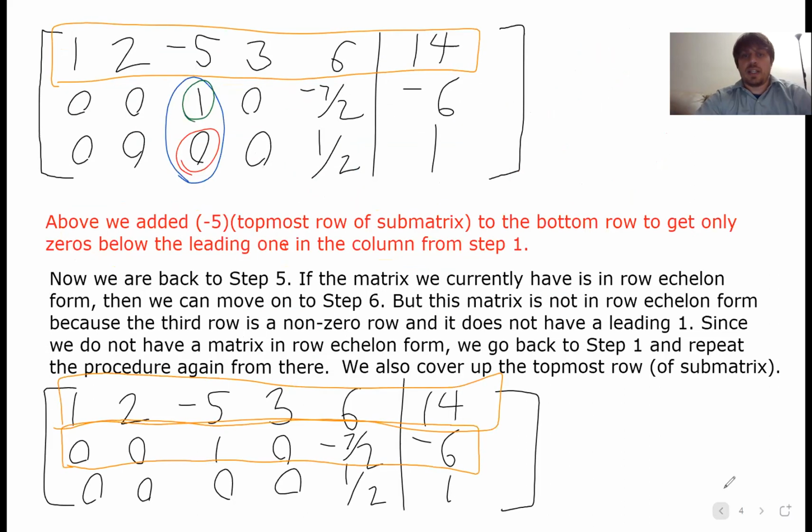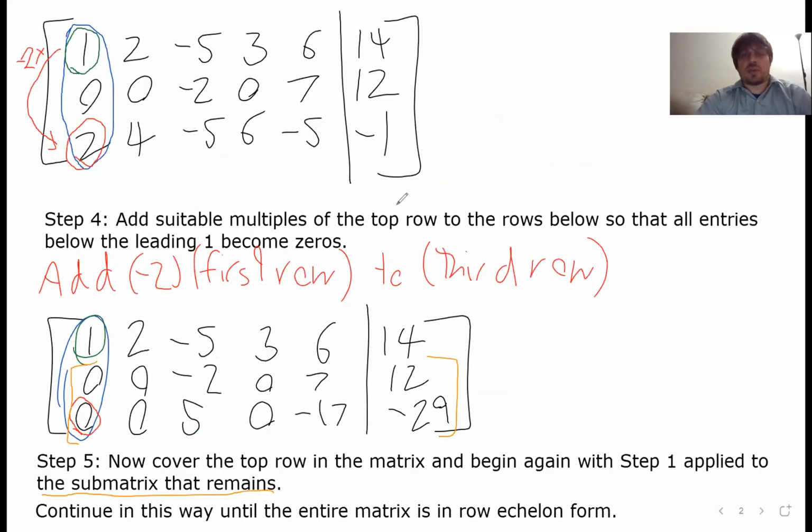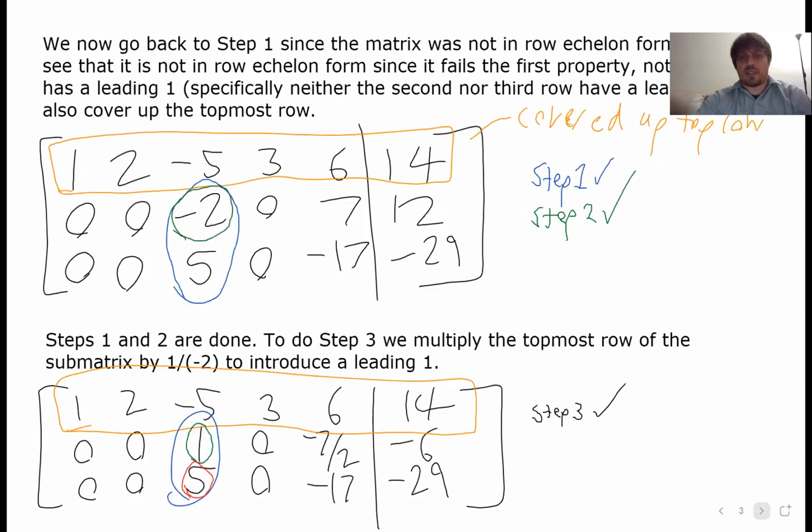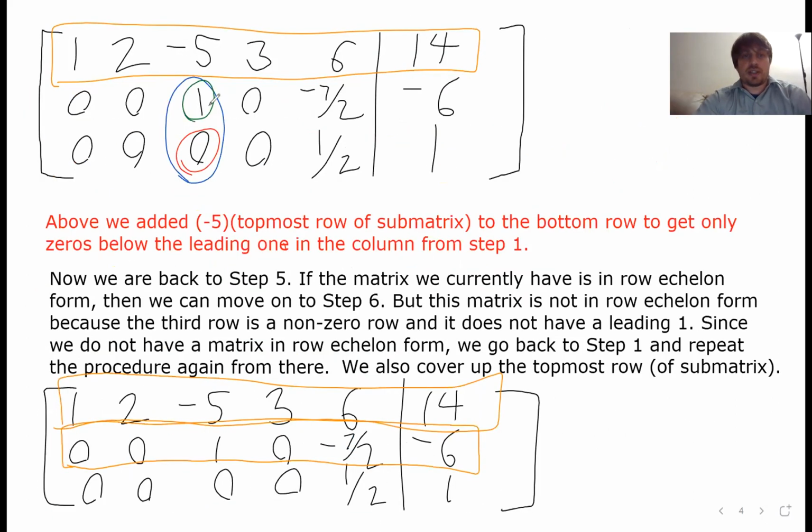Step 3 is done. So now step 4, add suitable multiples of the top row to the rows below so that all entries below the leading 1 become zeros, right? So we want all the entries below this leading 1 to be zeros. Like here, there's all zeros after this step. And then here, there were all zeros below this after that, right?